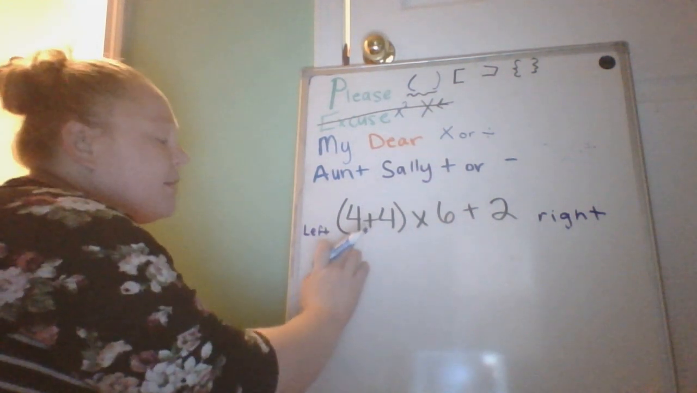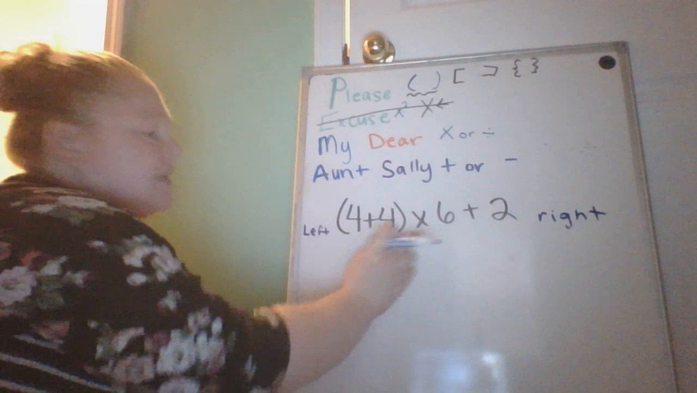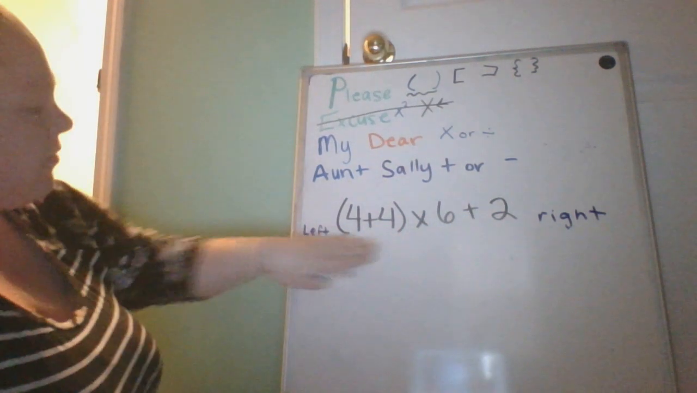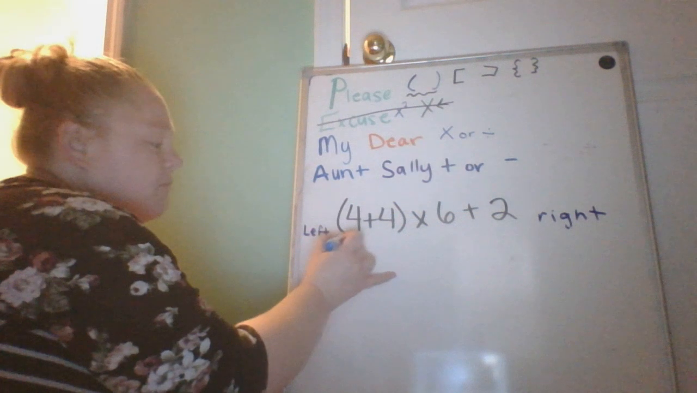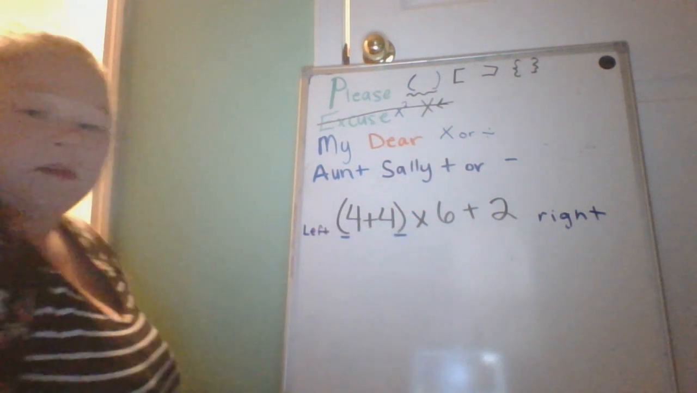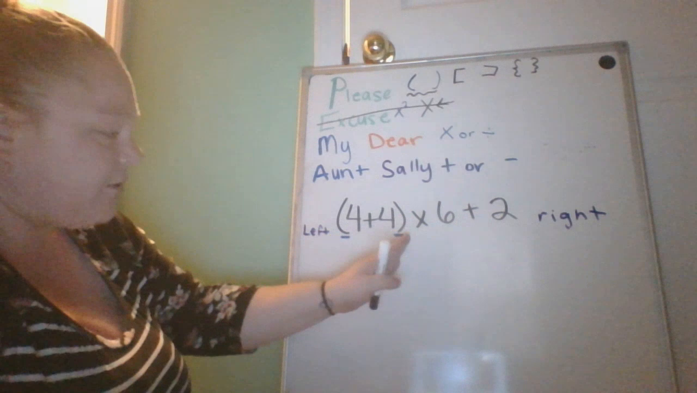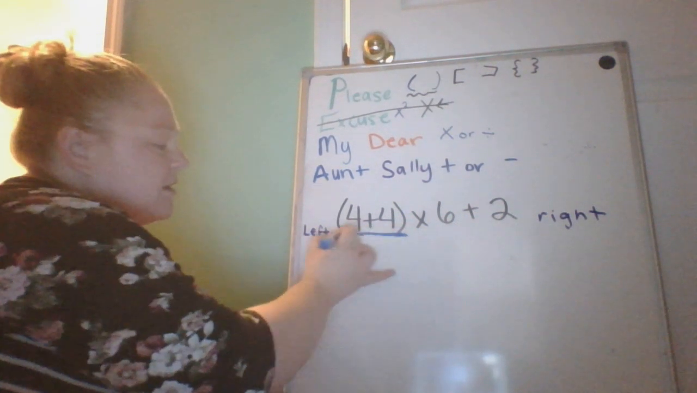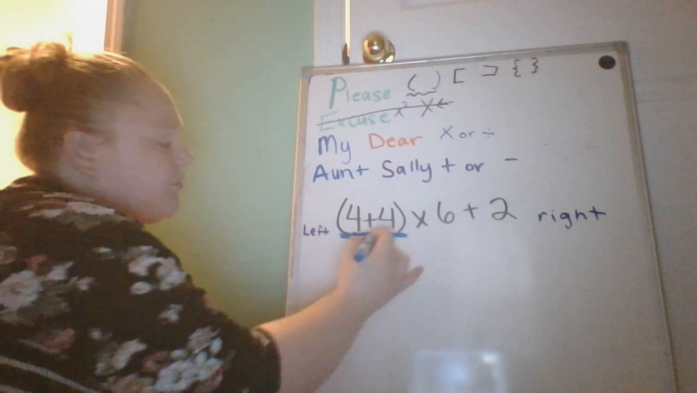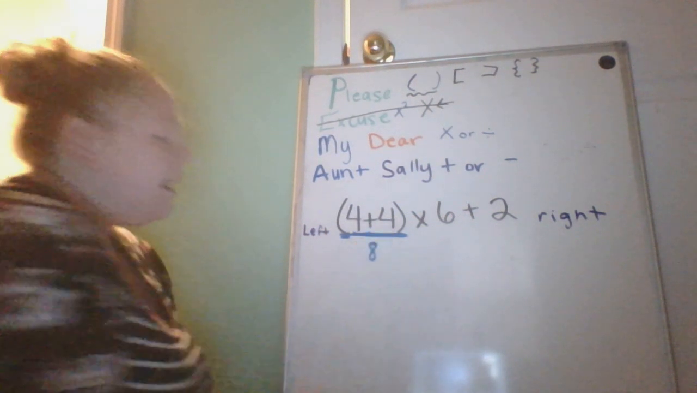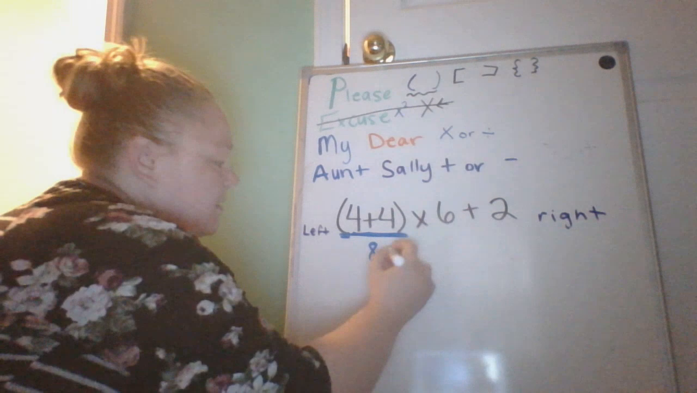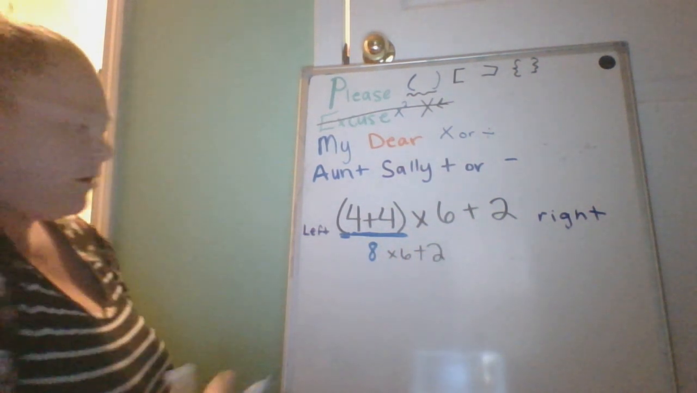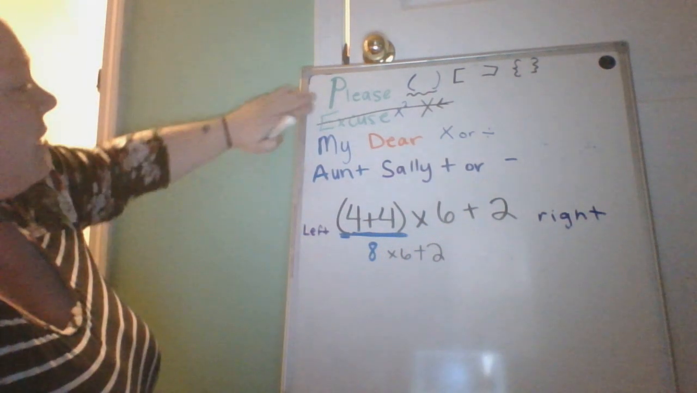So I've got parentheses 4 plus 4 parentheses times 6 plus 2. So I'm looking for parentheses. Oh, and here they are. So I'm going to be using both sets of parentheses. If you use one, you have to use the other one. And then I'm going to use 4 plus 4. So I'm going to be using this whole set right here. 4 plus 4 is going to equal 8. And then I'm going to bring down everything I didn't use. Times 6 plus 2.